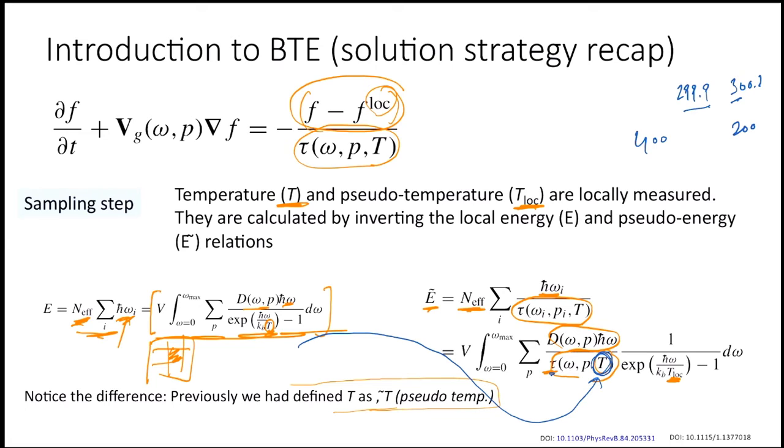So basically we should use for this tau the true temperature, which comes directly from comparing the energies. Okay, so I think we have clearly defined this pseudo energy, from where we get this local temperature, or what we are calling pseudo temperature, and by comparing the energy directly, we got the temperature here.